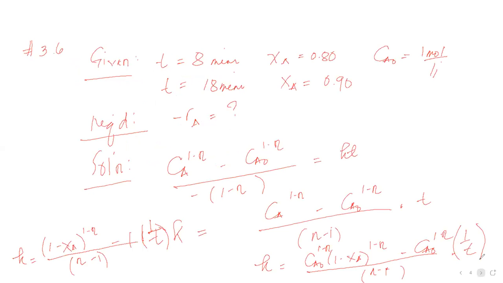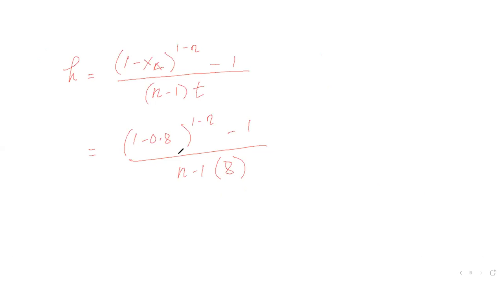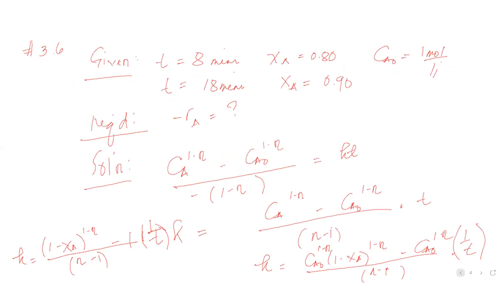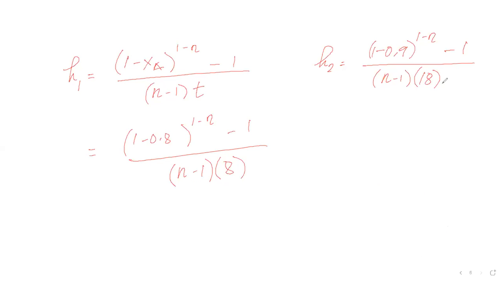So you have this slide here. In here, of course, you have that. The other K, let's say I'll have this as K1. The other K, so K2, I will have (1 − 0.9) raised to (1 − n) minus 1 all over (n − 1) times the time, which is 18.90. I'm just checking, 18.90. Okay, so this is your K2.